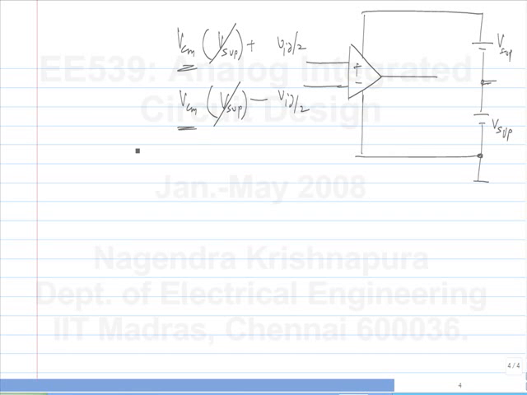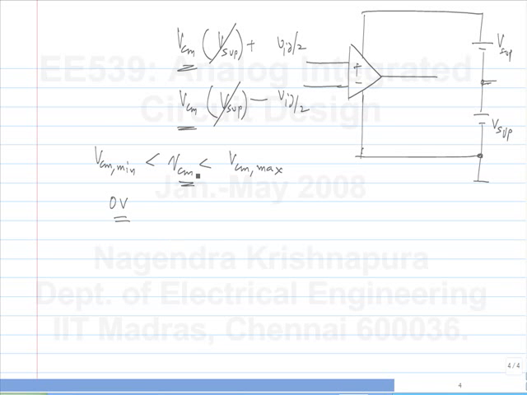Now the range of VCM: one of these two can be equal to the rail. Like for instance, the minimum value can be 0 volts. That depends on the type of op amp. When we design the op amp, we'll see.